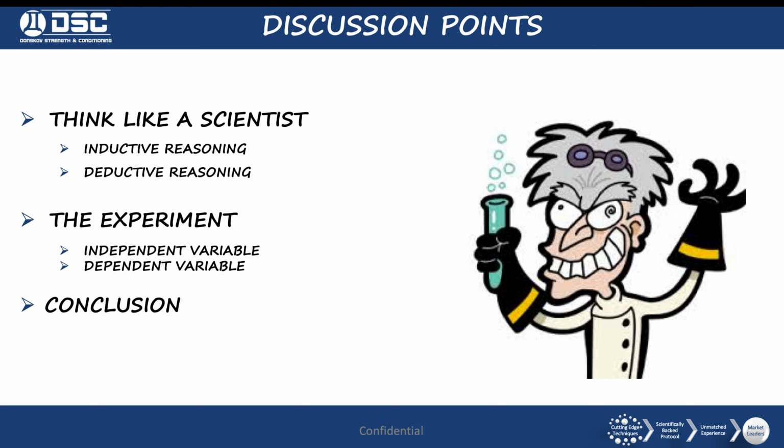I want to start by defining logic because I think that goes a long way in explaining how we come to conclusions as human beings, specifically the difference between inductive reasoning and deductive reasoning. I want to talk about the experiment and the variables that go into it. I think as strength and conditioning coaches, as performance coaches, what we're doing is conducting a temporary hypothesis or an experiment, and those experiments have different variables. I think it's important that we know how to define those variables and what to look for when we manipulate those variables. And last but not least, the conclusion. So let's get started.